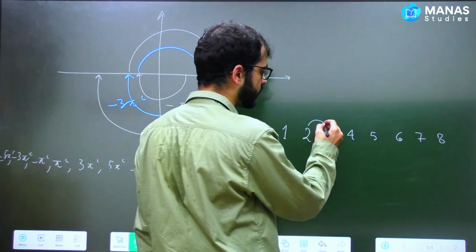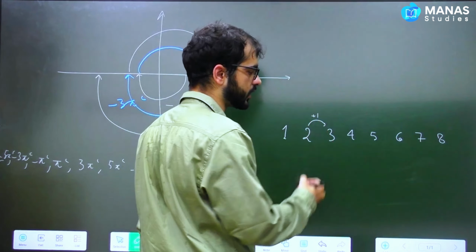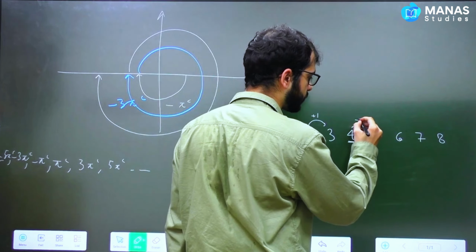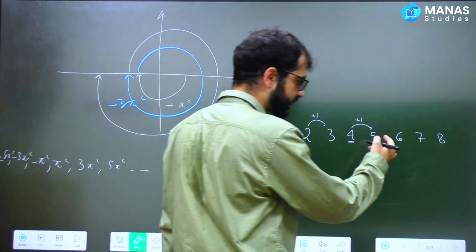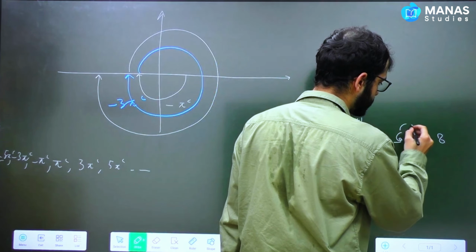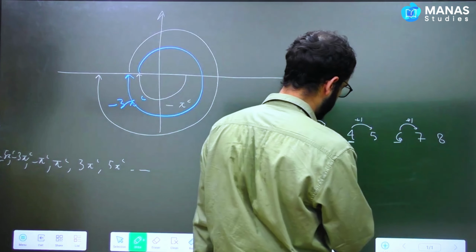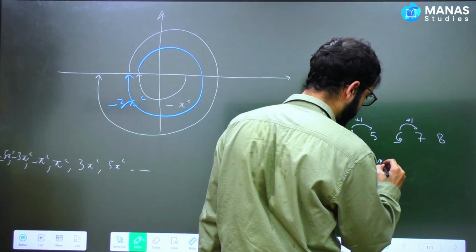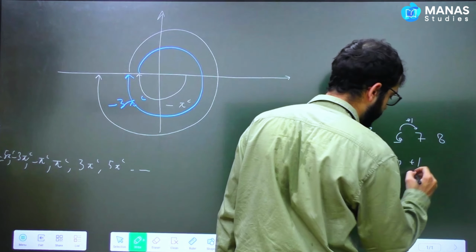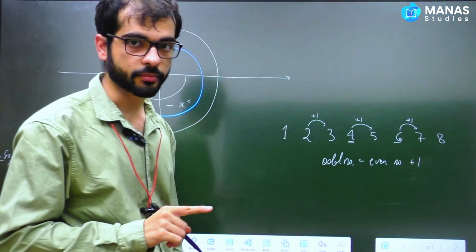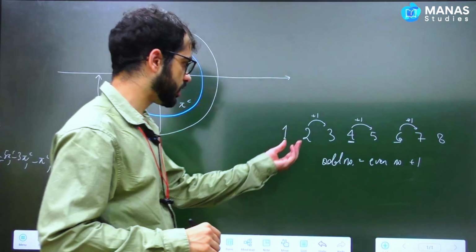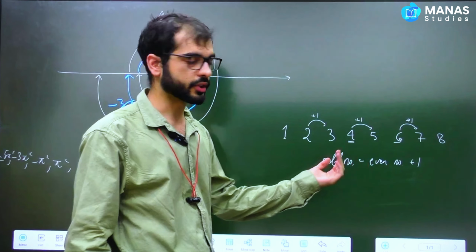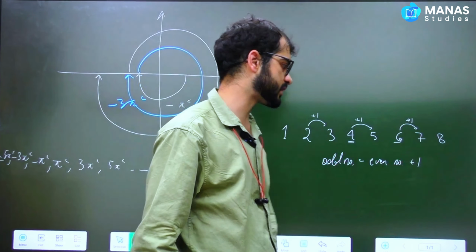So I can say 2 plus 1 gives me 3. 4 is an even number, 5 is an odd number. 4 plus 1 gives me 5. 6 is an even number, 7 is an odd number. 6 plus 1 gives me 7. So the way to write an odd number is to write an even number plus 1. If I add 1 to an even number, I'll get an odd number, because even numbers are followed by an odd number. So I can say an odd number is an even number plus 1.